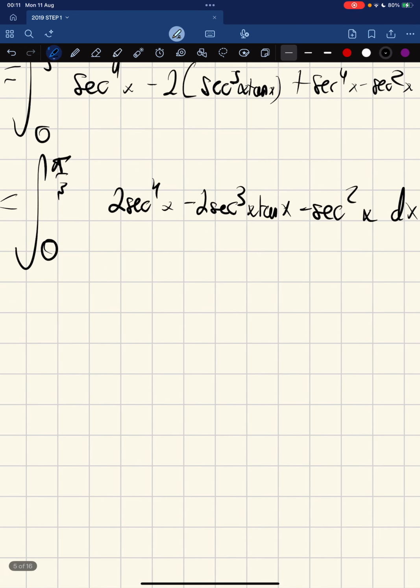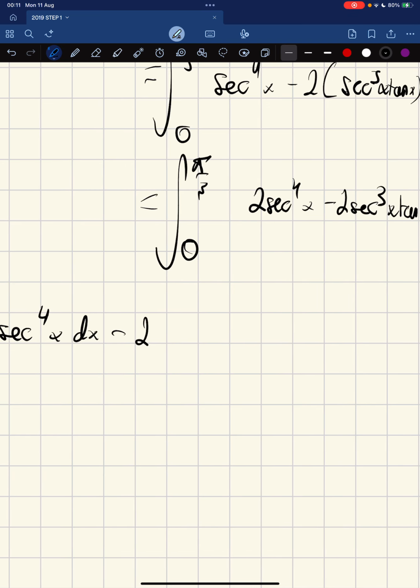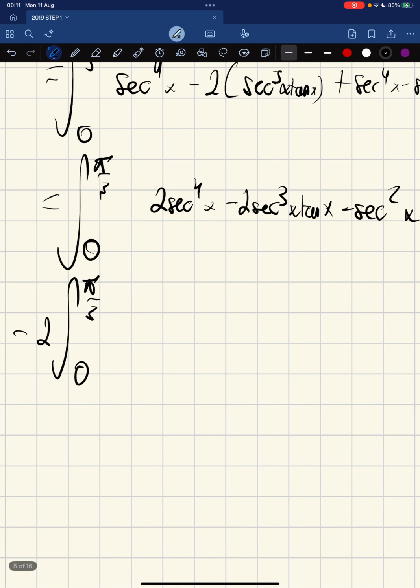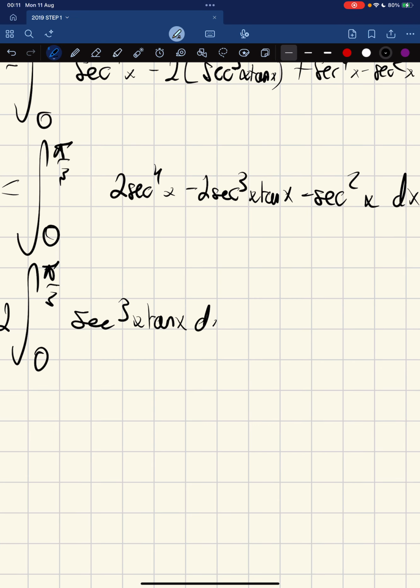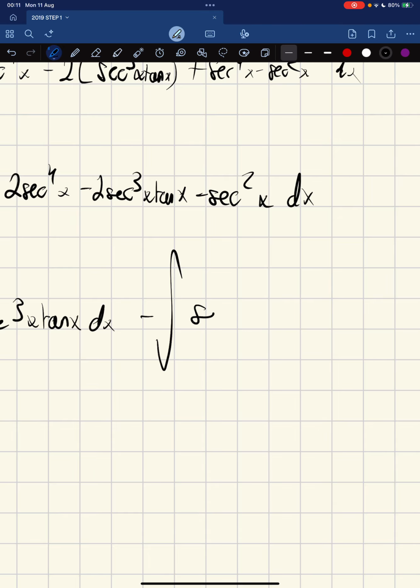So I'm going to move over here a bit so we have more space. Integral from 0 to pi over 3. I'm going to put the 2 out. Sec to the 4x dx minus 2 lots again the integral from 0 to pi over 3 of sec cubed x tan of x dx minus the integral of sec squared of x dx.